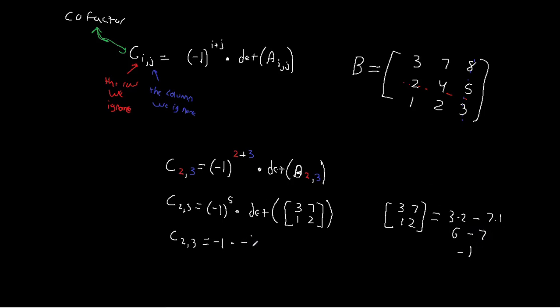Negative 1 times negative 1. So if we do that, we're going to get a value of 1. So our cofactor, the cofactor of ij in this case, is going to be 1.